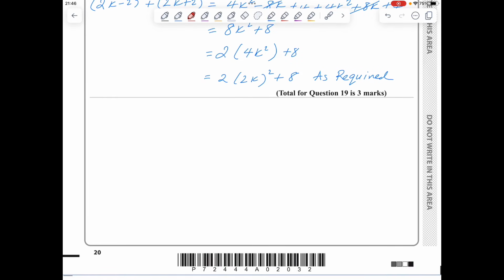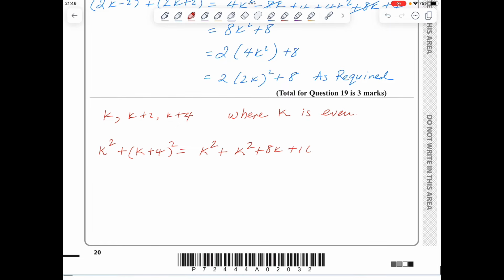For the third method, I'll let my numbers be k, k plus 2, k plus 4. But this time I have to specifically mention that k is an even number. Now, if I don't mention this, then the whole of the proof is invalid. So again, squaring the first one plus the square of the third one and expanding: k squared plus k squared plus 8k plus 16. So 2k squared plus 8k plus 16, and again, split this into plus 8 plus 8.